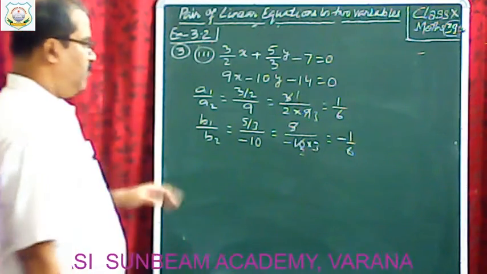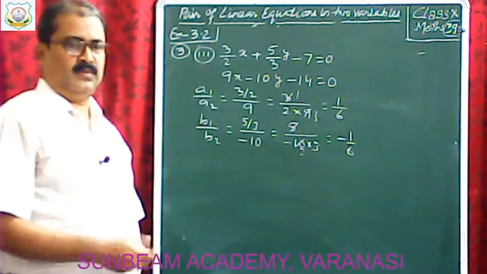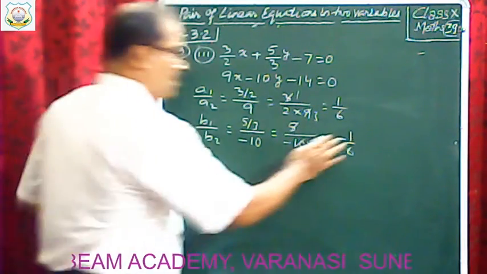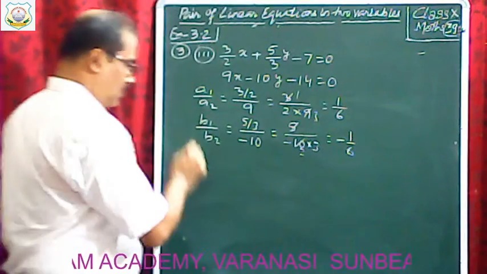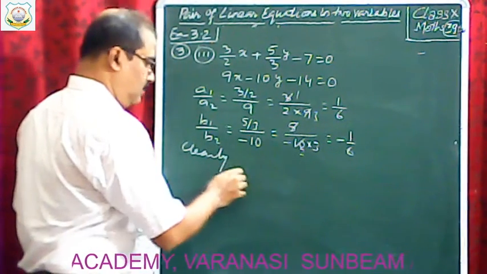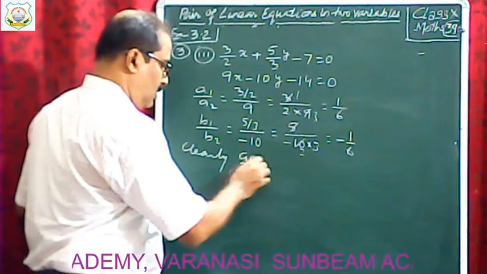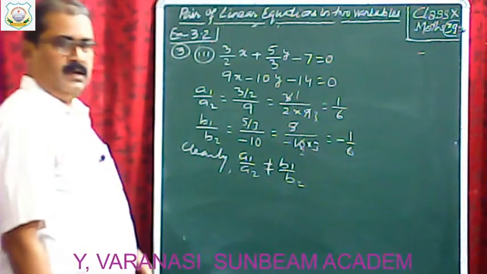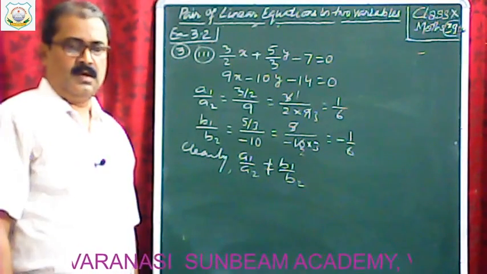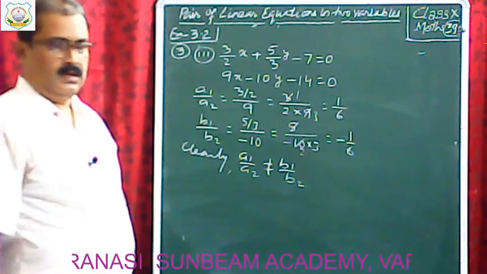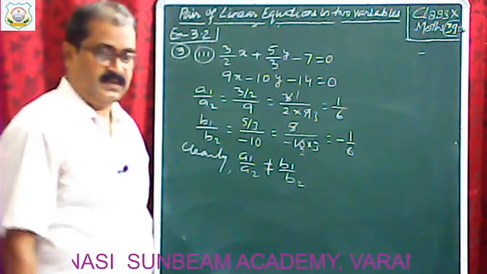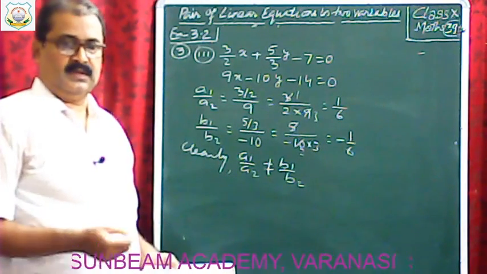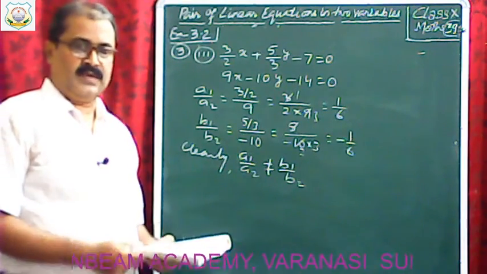So there is no need to find out C1 upon C2, because A1 upon A2 is not equal to B1 upon B2. So clearly what we get, A1 upon A2 is not equal to B1 upon B2. Then it is a case of unique solutions, means equation is consistent, that you have to say. Consistent means at least one solution. The cases of unique or infinite solutions are consistent.